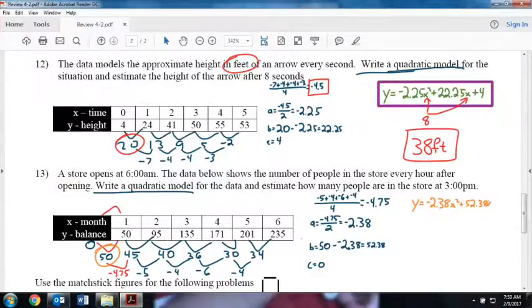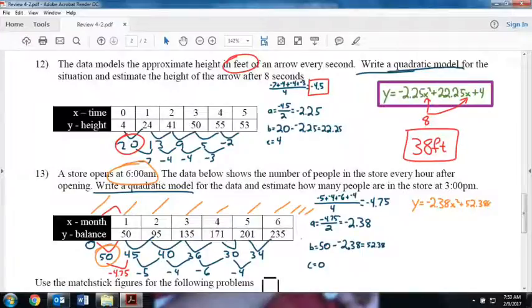Okay. The last bit they say, how many people in the store at 3 p.m.? Well, your instinct would be to write in a 3. But remember, we're starting at 6 a.m. So this is 6, this is 7, this is 8, this is 9, this is 10, this is 11, this is 12. I need 1, 2, 3 o'clock, so that's 7, 8, 9. I need to plug a 9 in for x.